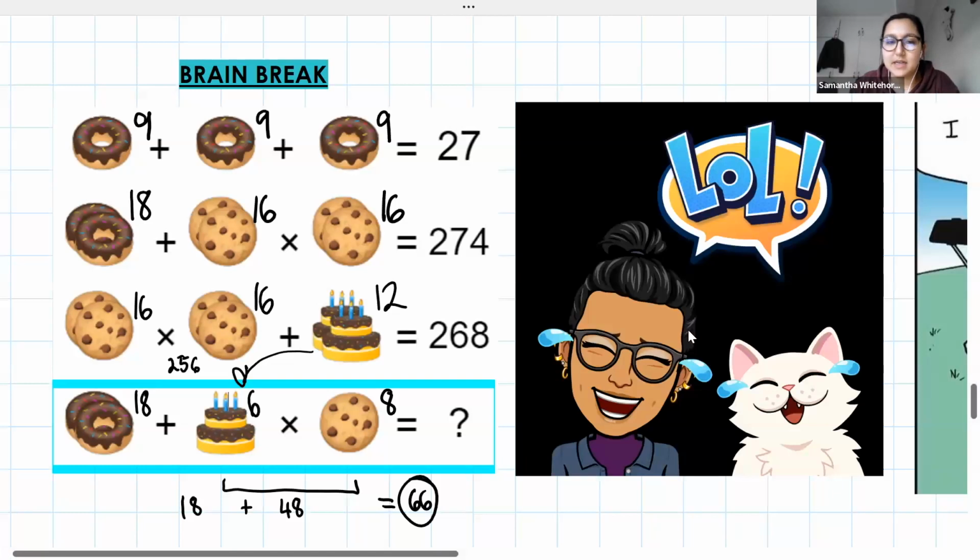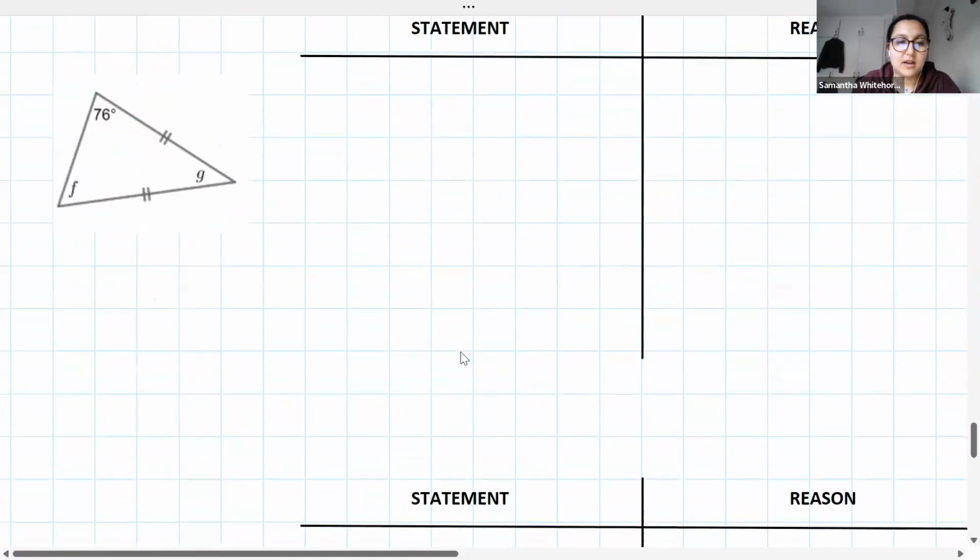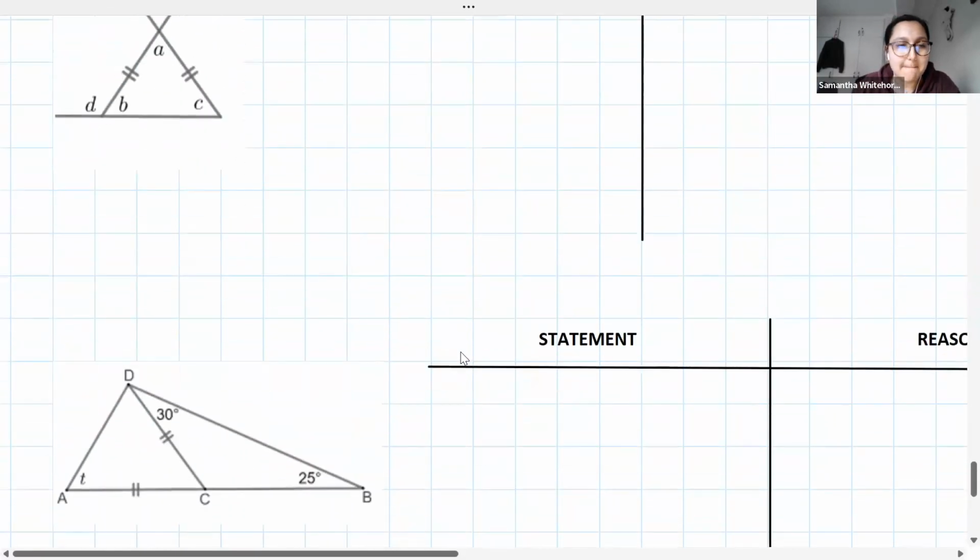Nice, well done. Okay, let us do some more geometry. I want to give you a nice meaty one.